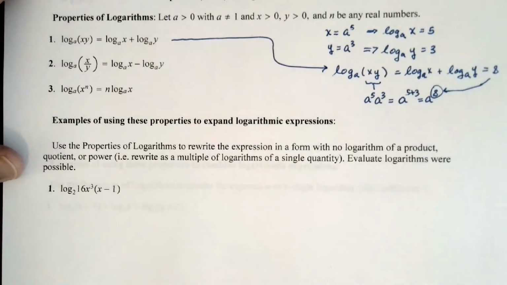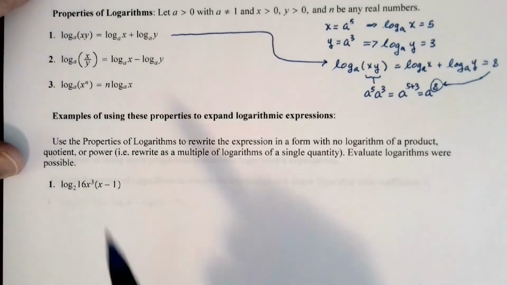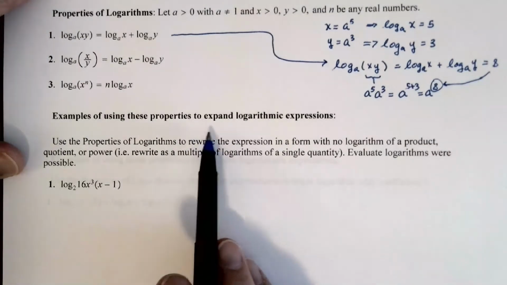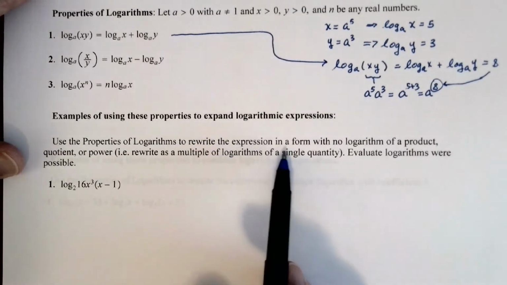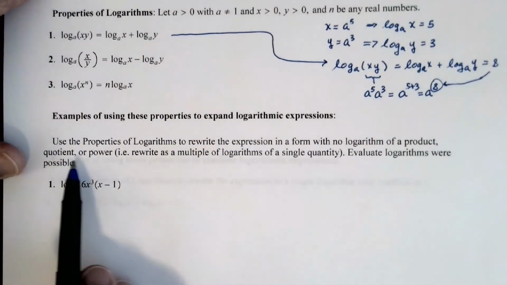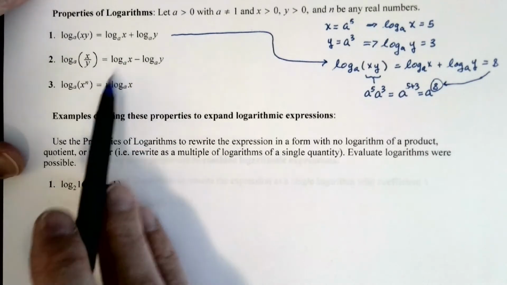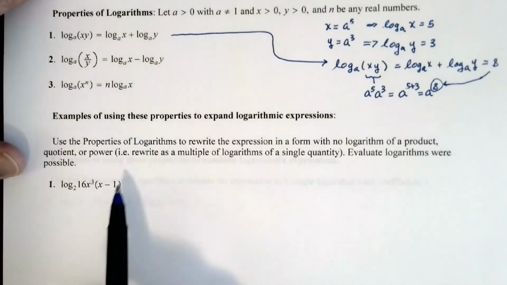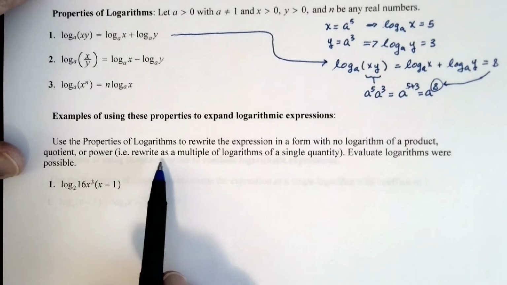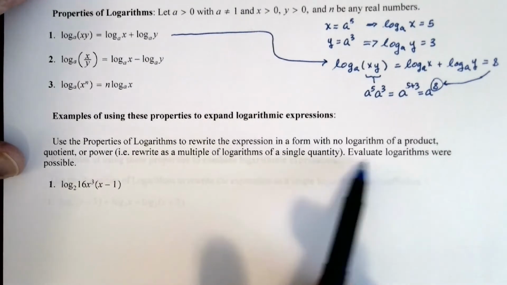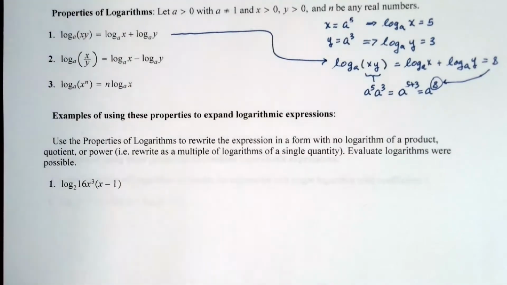Okay, so the two things I want to look at are expanding and condensing logarithmic expressions using these properties. We're going to use these properties to rewrite, in this case to do the expanding, the expression in a form with no logarithm of a product, quotient, or power. In other words, if we have a product, quotient, or power, we want to expand it, so to speak, turn it into addition, subtraction, or multiplication. And so we're going to rewrite as a multiple of logarithms of a single quantity. Evaluate logarithms where possible. Okay, let's take a look at the first problem then.